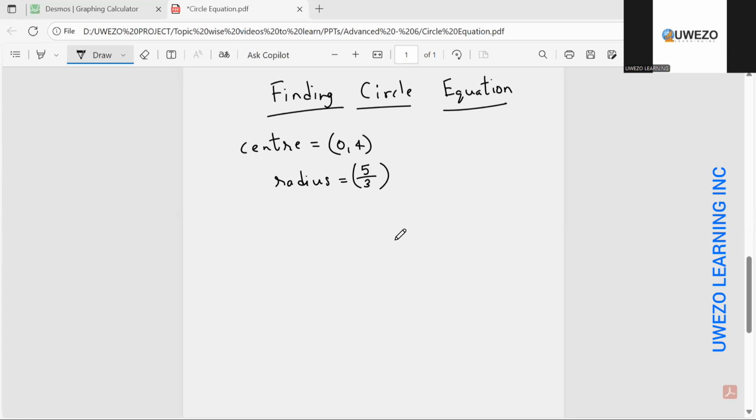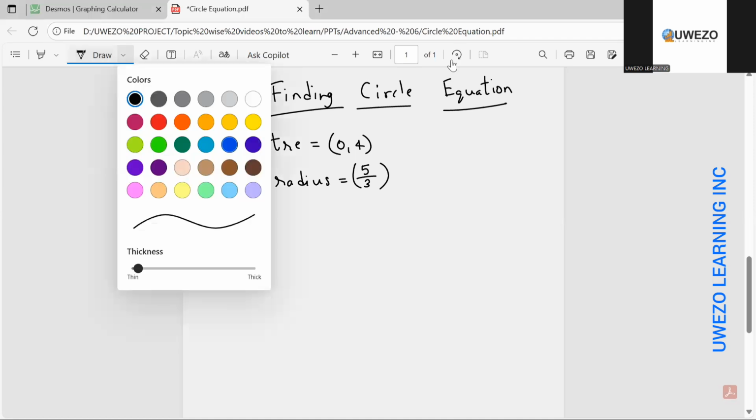So all the time, there won't be equations given to us and we'll be finding the center and the radius. But sometimes the center and radius would already be given to us and then we have to identify the corresponding equation. So let us apply the standard form.